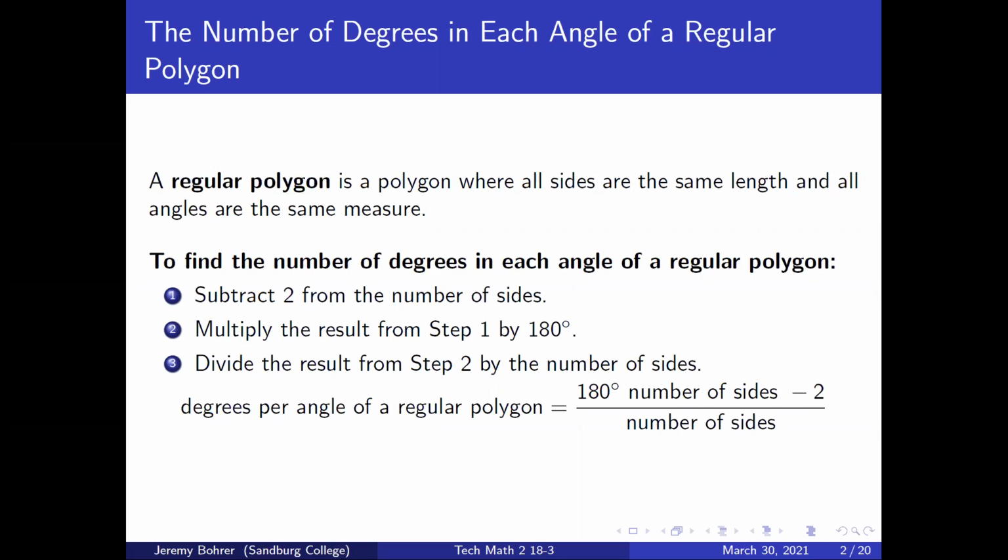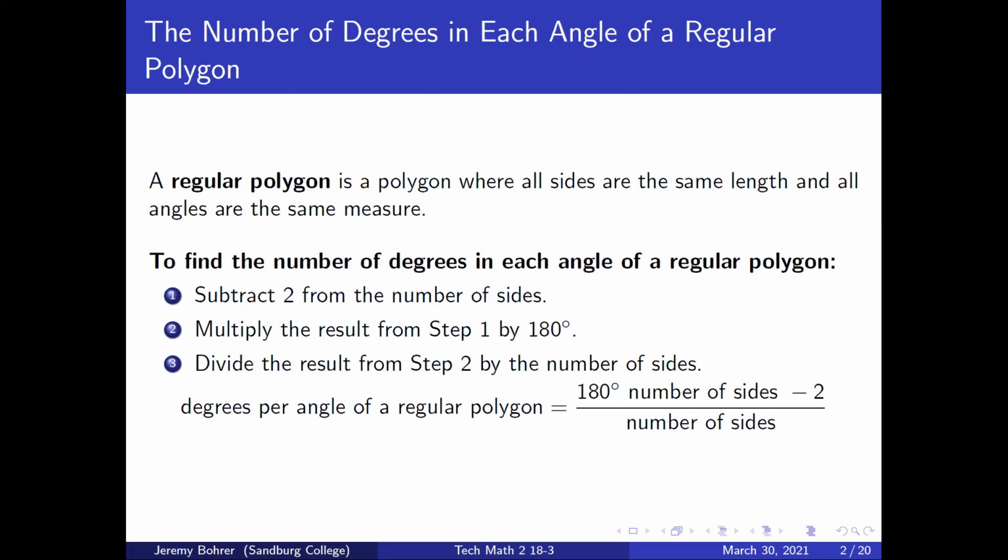To find the number of degrees in each angle of a regular polygon, first subtract 2 from the number of sides. Then multiply the result from step 1 by 180 degrees. And finally, divide the result from step 2 by the number of sides. The degrees per angle of a regular polygon is equal to 180 degrees times the number of sides minus 2 divided by the number of sides.